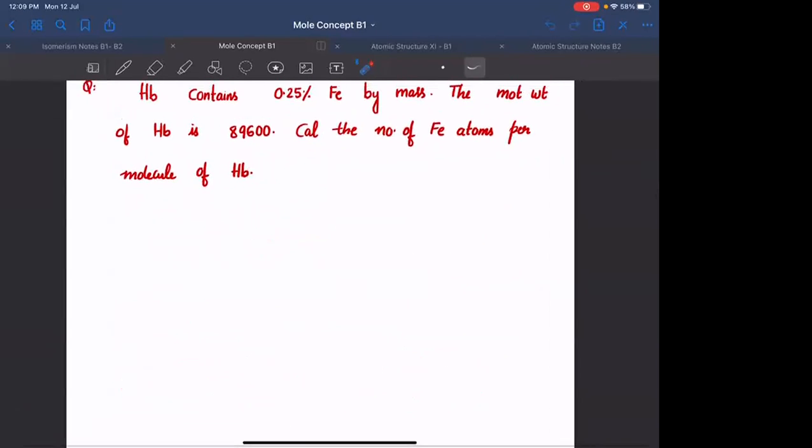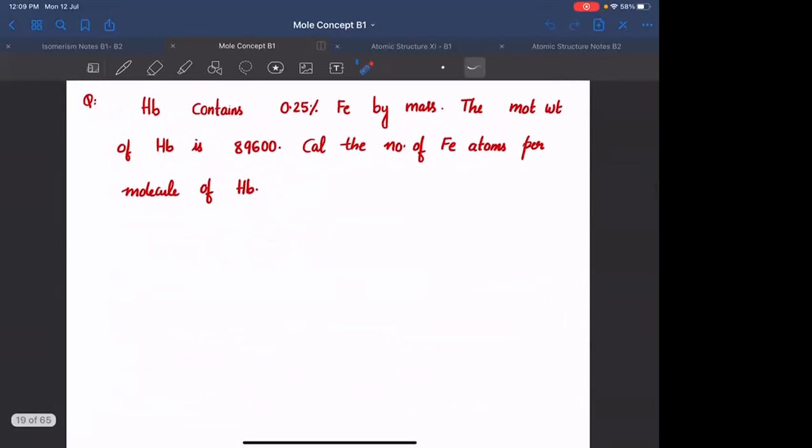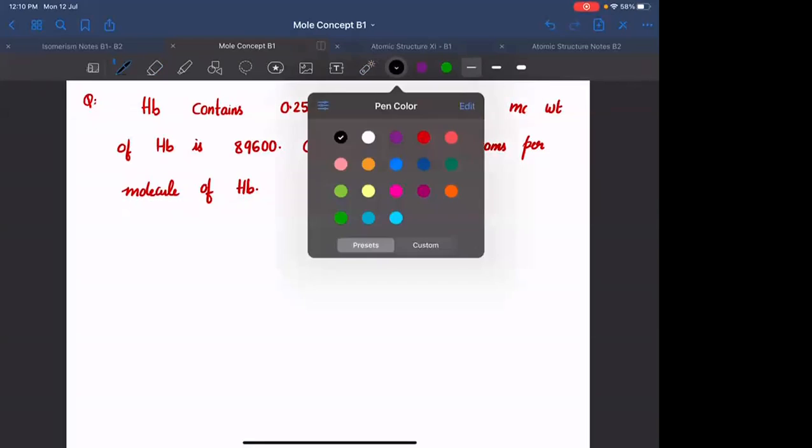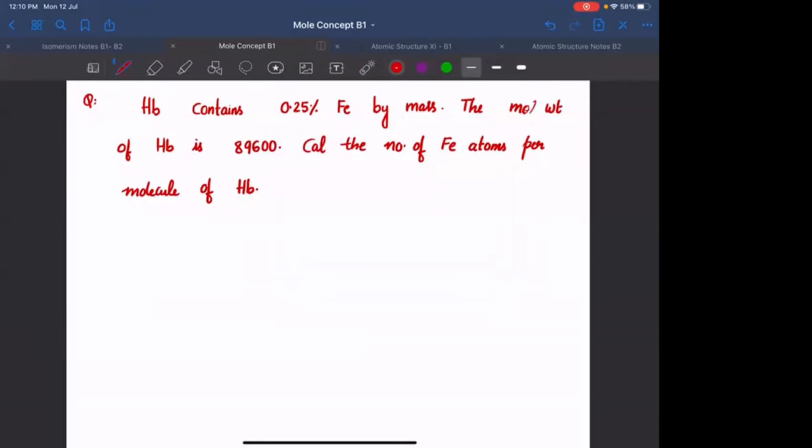Solve these questions. ये आपको homework के लिए दिया है. I hope you have solved this. If not, solve now. Everyone, please put your video on. Hemoglobin contains 0.25% iron by mass. They're asking the number of iron atoms per molecule of hemoglobin, and they have given the molecular weight. The molecular weight of hemoglobin is given as 89,600 AMU. Calculate the number of iron atoms per molecule of hemoglobin.